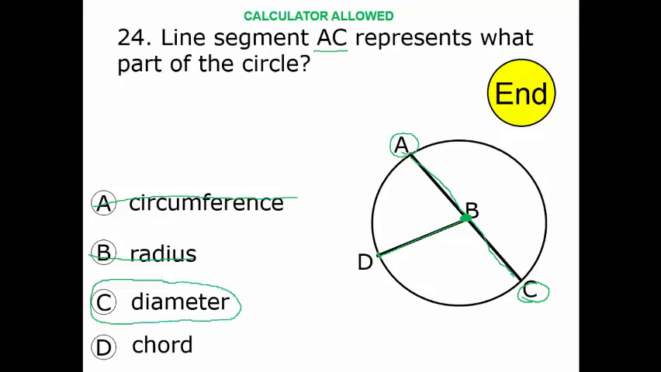Now, if that was not the center of the circle, just to give you an example, if we had point E out here in space, and we drew from AE, a chord is any other line drawn from 2 points on a circle that does not go through the center of that circle. So AE in this case would be what we call a chord. Just so you know, I'm pretty sure diameter is the correct answer here.